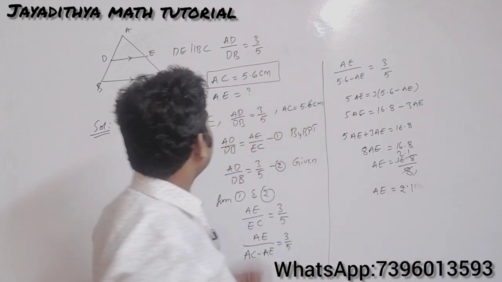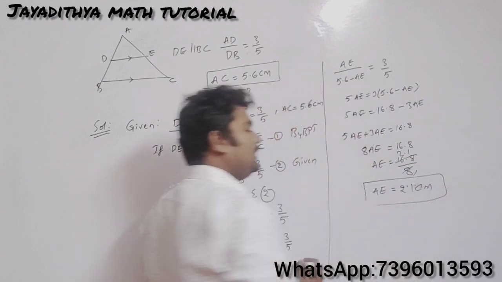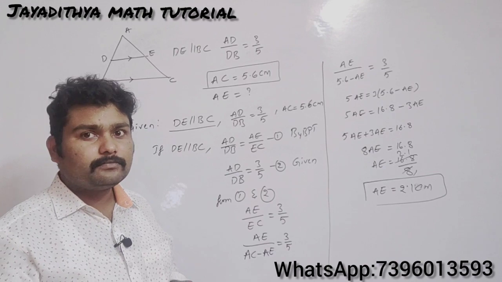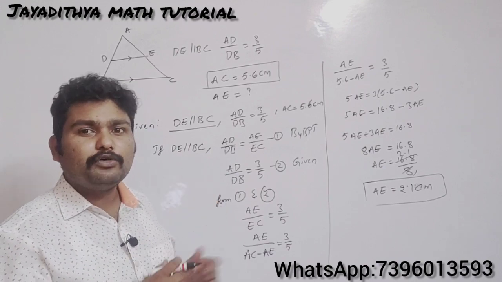Why units? Because here he has given centimeters, no? So AE is equals to 2.1 centimeters. The problem is very simple, but the only thing is, you need to observe what dimensions are given.